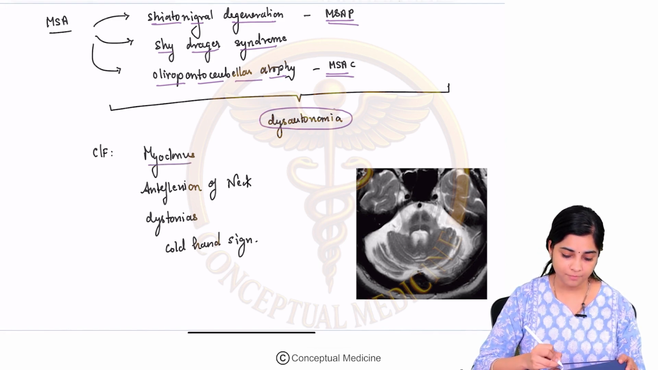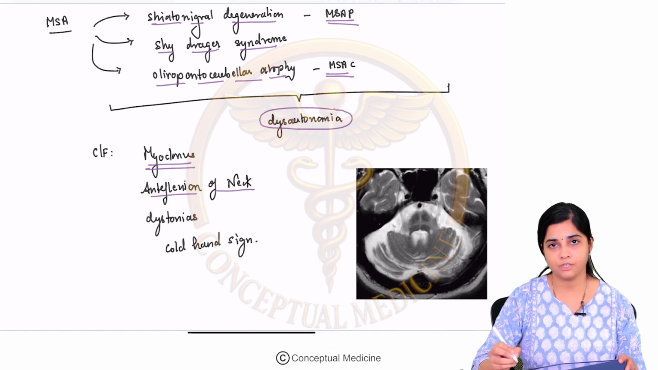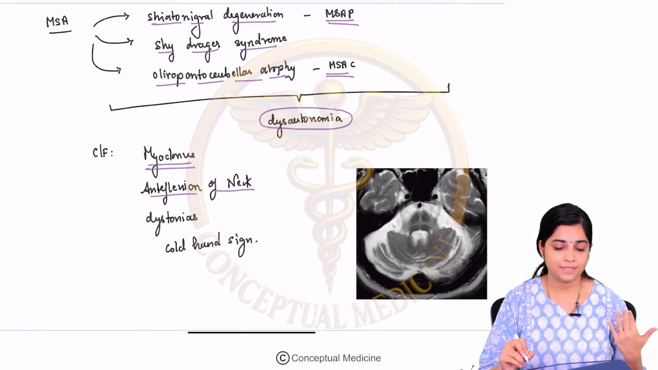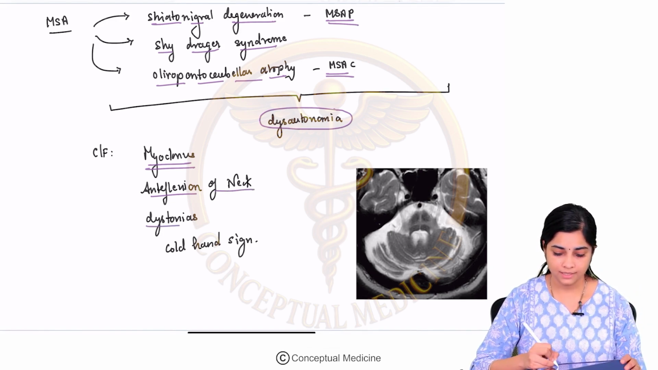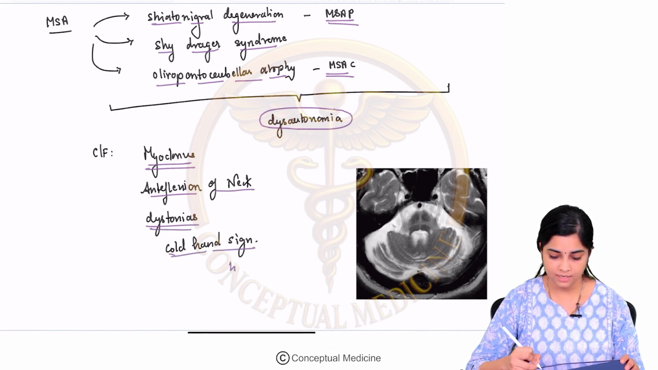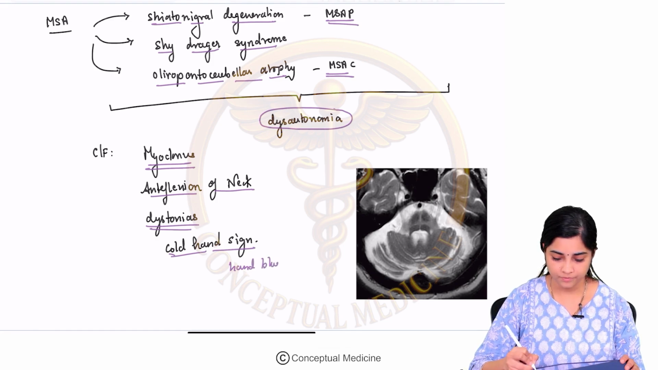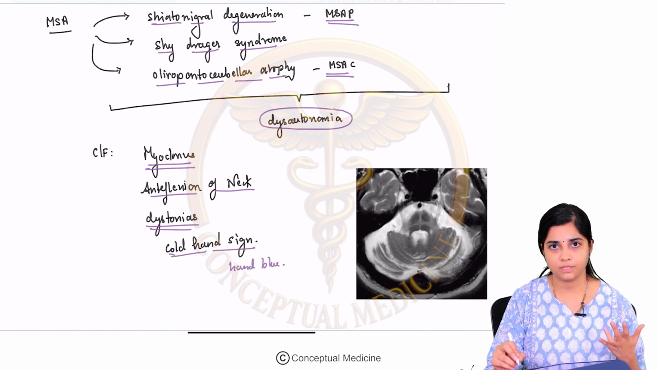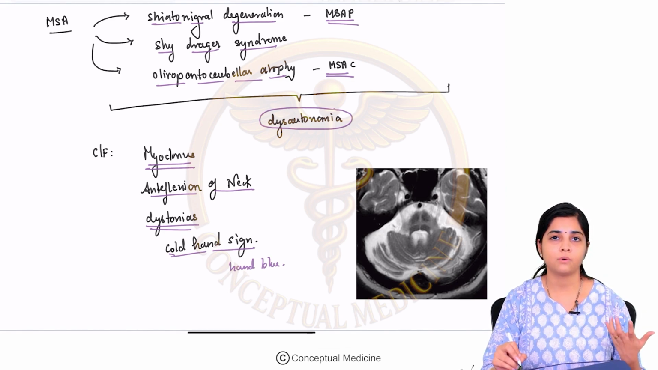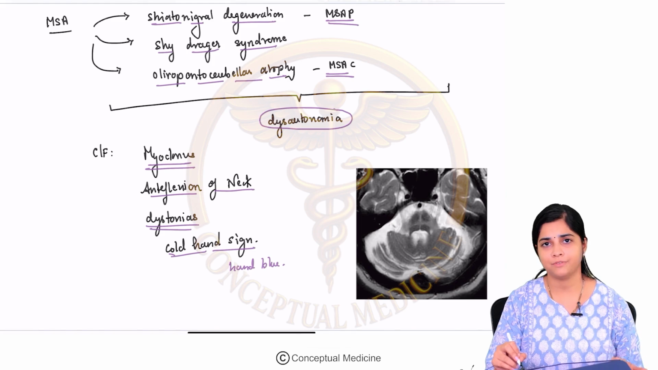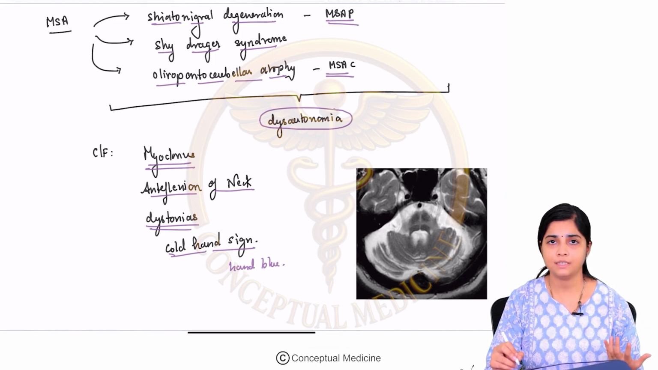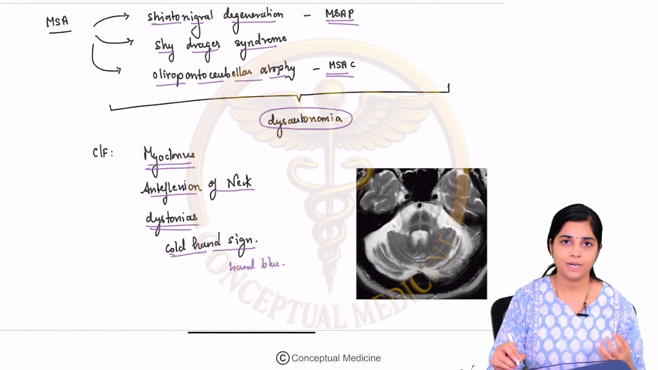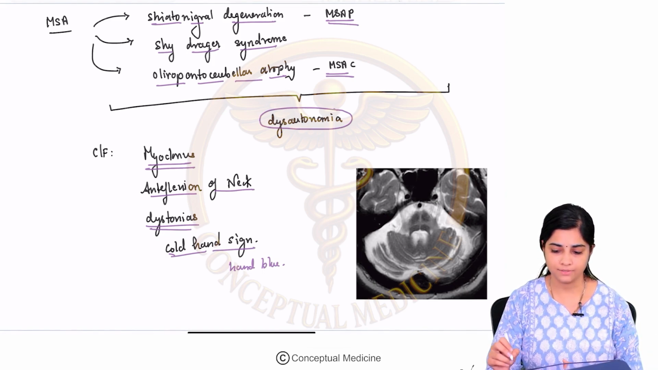Apart from this, they can have myoclonic jerks. They have anterocollis, that is, anteflexion of the neck. Retrocollis is seen in PSP. They have dystonias and something called the cold hand sign, where the hand becomes blue. They have bluish discoloration of the hand with swollen hands because of small episodes of ischemia. So these are some of the clinical features of MSA. Remember, MSAC has a lot of cerebellar signs. Apart from this, you can have myoclonus, you can have dystonias.